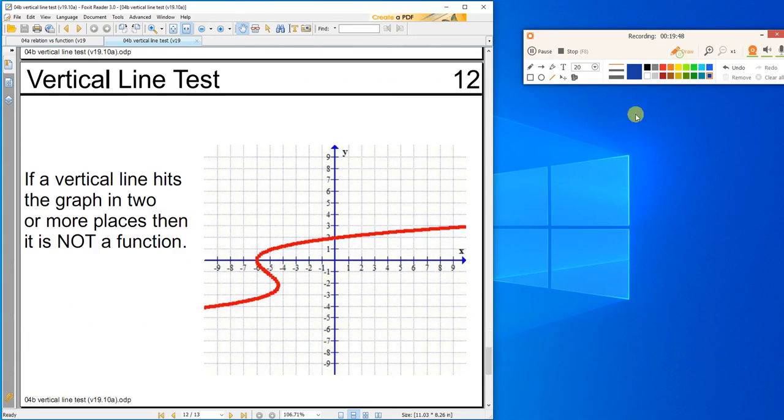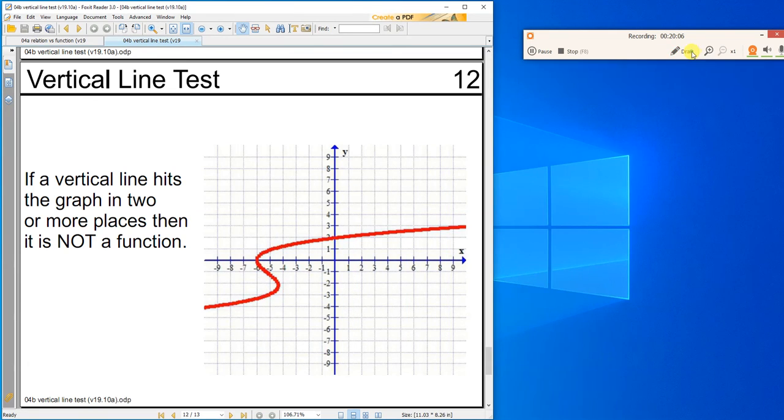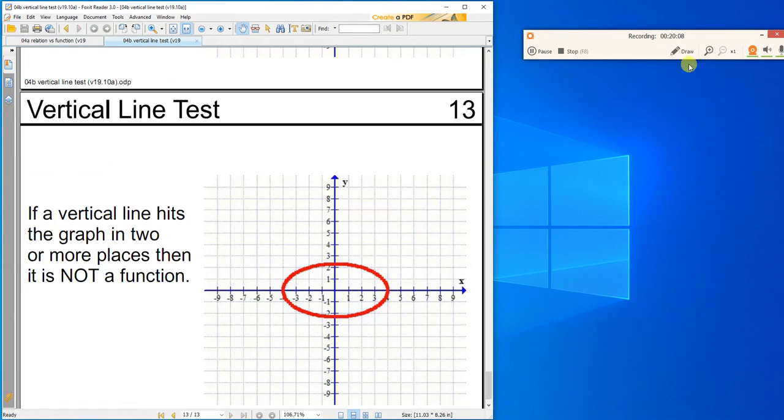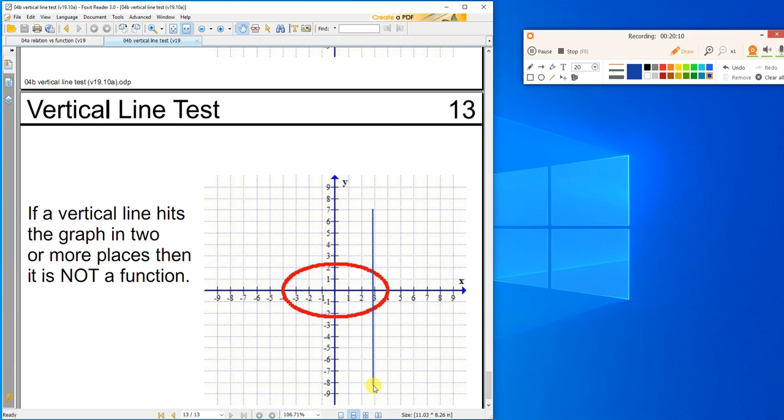Ooh, and this is my favorite one. Vertical line 1 time, not a function? No, you got to go find the area. Go look for it right there. So you got to go across the whole graph. You can't just say, oh, look, it's a function. No, you got to go find the area where it's not a function. This is not a function. This one, vertical line, boom, hits it twice. Not a function.